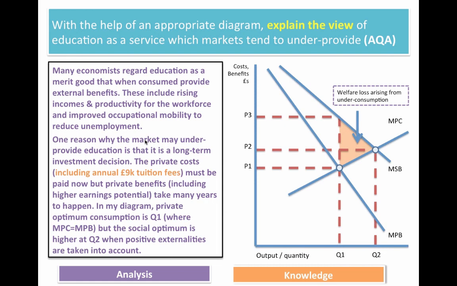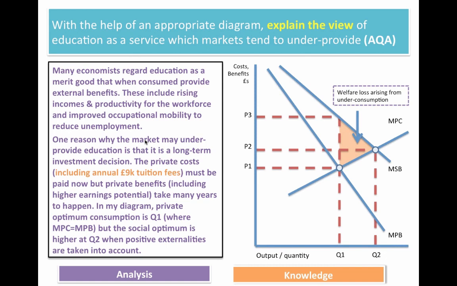But crucially, in my analysis, I keep linking back to the question. In the question, it says under provision, under consumption of education. So one reason is it's a long-term investment decision. Private benefits may take many years to accrue, but the costs are pretty much upfront. Okay, that might put some consumers off.